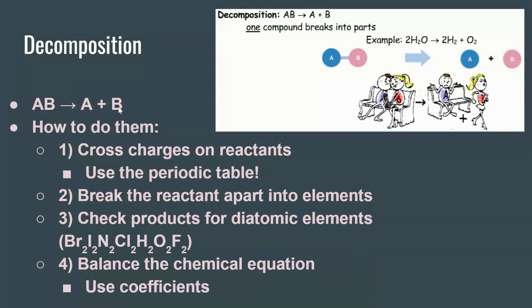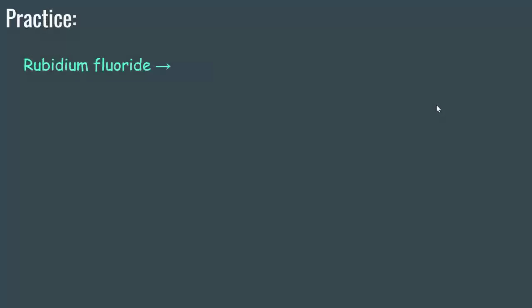Then balance the chemical equation using coefficients. You can see an example there. It's kind of like a couple splitting up. So if you're hybrid, you don't need to do this. We'll do it in class. But if you are 100% online, please write this down, pause your video, solve it, and see if you get the right answer. Here it is.